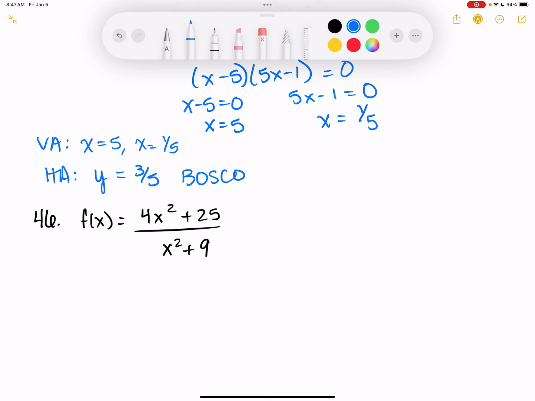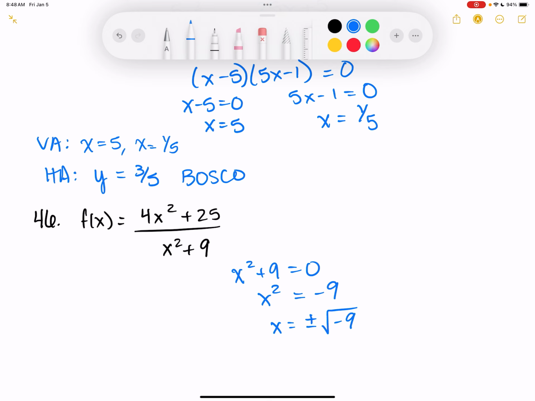Actually, pause. I need to show you the vertical asymptote for this one. I didn't realize what it was. All right, the vertical asymptote for this one is going to be a little weird. So we still set the denominator equal to 0. So we move this over, so I've got x squared equals -9. So then I take the square root. So x is going to be equal to plus or minus the square root of -9.